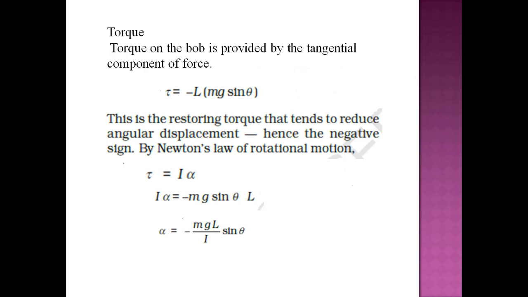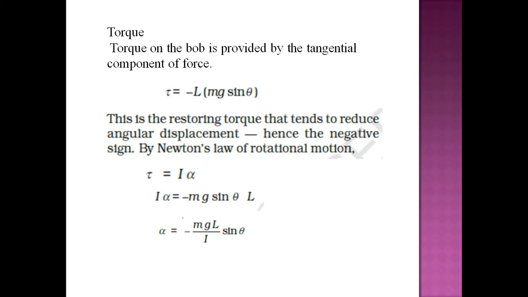Now the torque is provided only by mg sin theta, therefore torque is given by minus L into mg sin theta, where L is the length of the string. So this is the restoring torque that tends to reduce angular displacement. The direction of the restoring torque is inwards, whereas the displacement is outwards. Hence we get a negative sign.